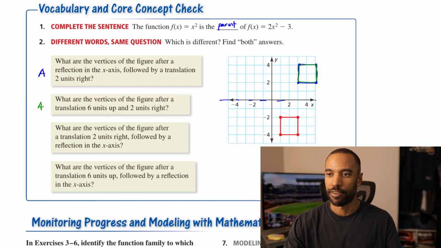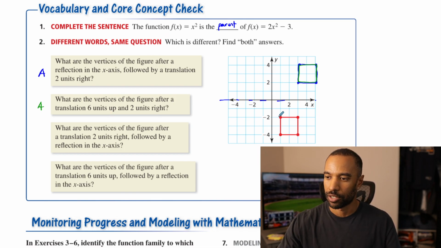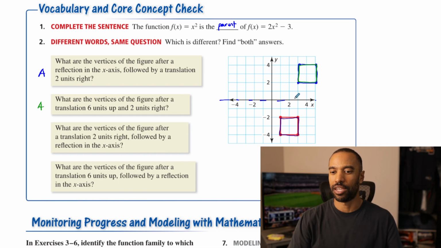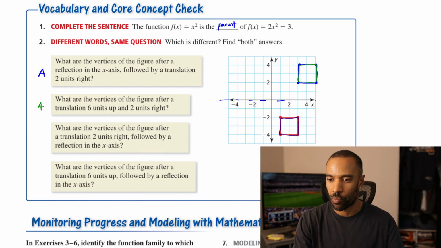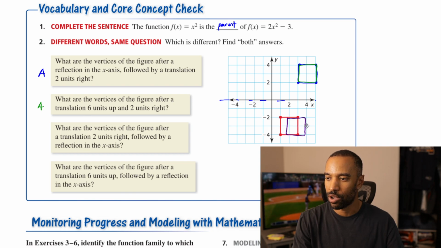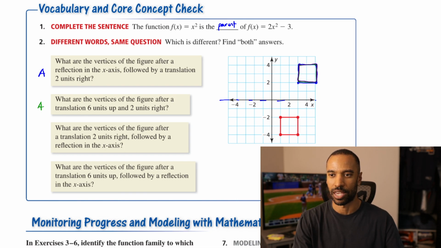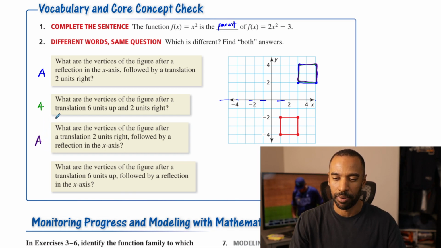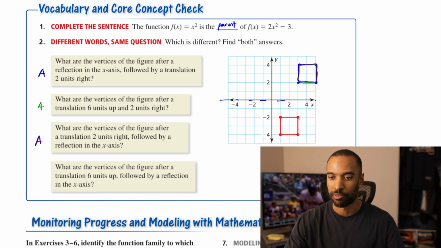What are the vertices of the figure? Let's get another color. What are the vertices of the figure after a translation 2 units right, 1, 2, followed by a reflection in the x-axis? That would still take this and flip it over and bring it up there. So that's the same. So the last one must be different. It must be B. I'm going to guess that already, but I don't know. Maybe I messed up beforehand.